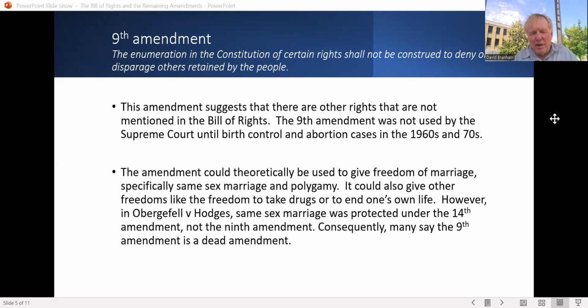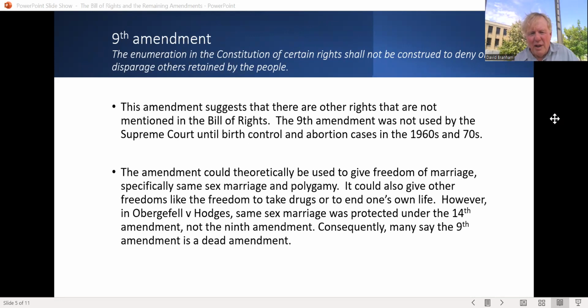But the amendment could theoretically be used to give freedom of marriage, or same-sex marriage, or polygamy. You can argue the Ninth Amendment gives you the freedom to marry whoever you want. You can make that argument. However, in Obergefell versus Hodges, where same-sex marriage was protected under the 14th Amendment, the Court didn't use the Ninth Amendment. It just used the 14th Amendment.